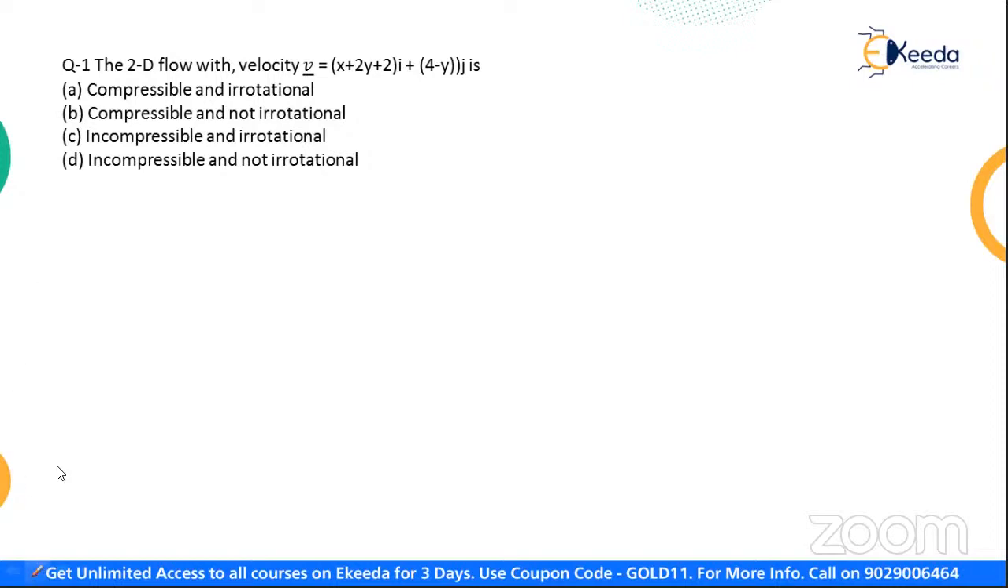So starting with the first question, it says that for two-dimensional flow, the velocity vector has been given as mentioned in the question. We need to check the properties of the flow. Now the velocity vector is equal to (x + 2y + 2) i cap plus (4 - y) j cap.